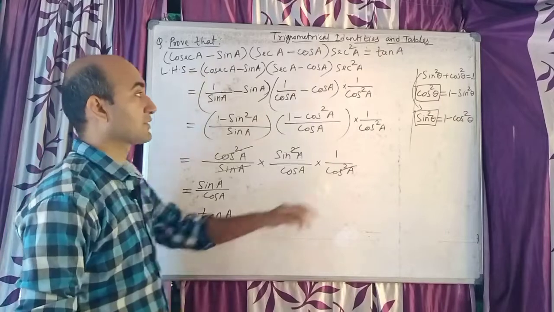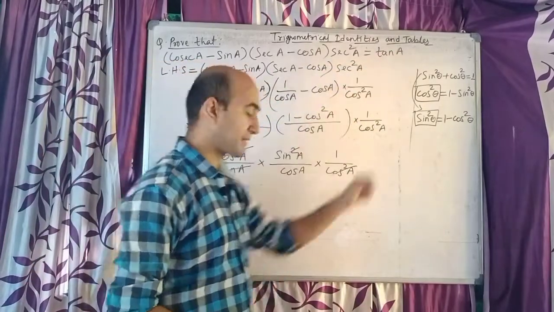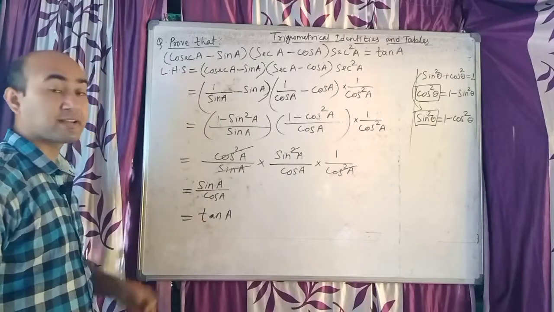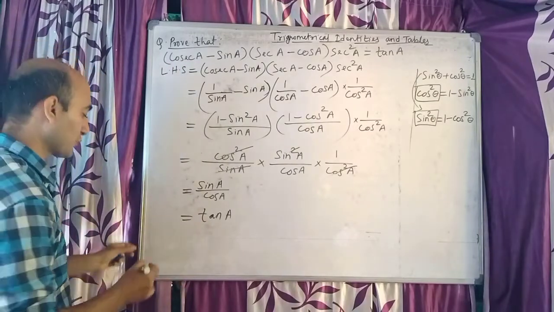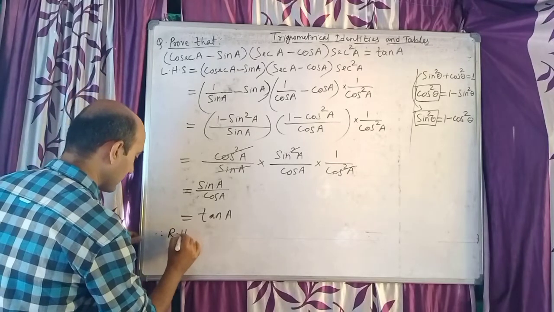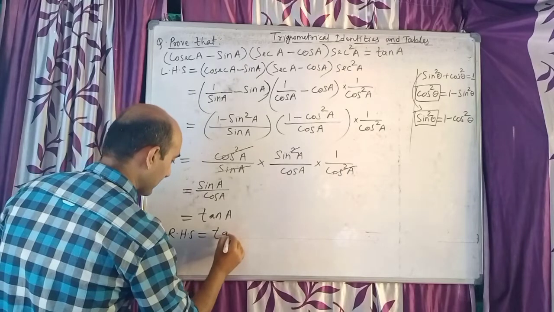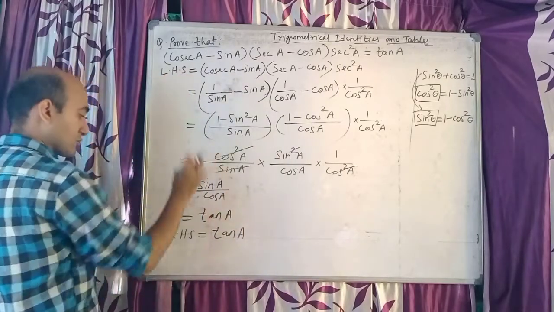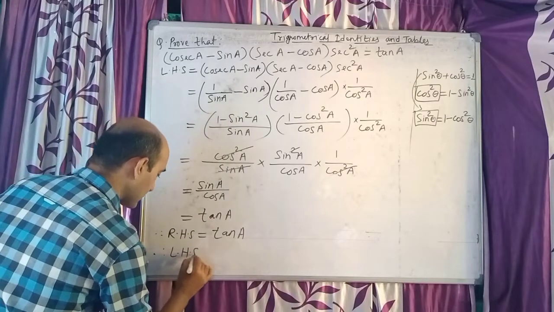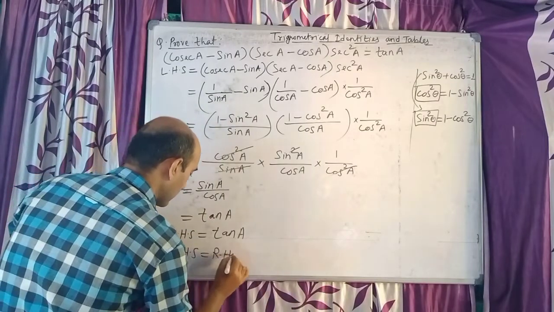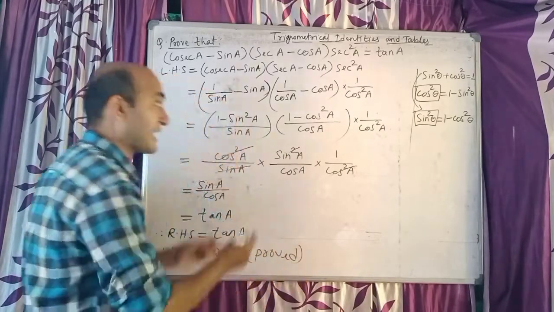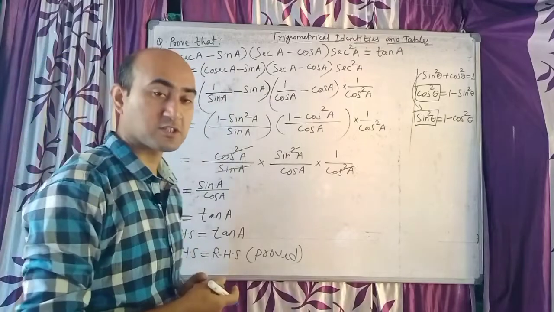Now you see, children, what do we have in the RHS? We have tan A. What do we have now in the LHS? LHS also has become tan A. Now it is proved. So we can say, therefore LHS is also tan A, RHS also is tan A. Finally LHS is equal to RHS, proved.